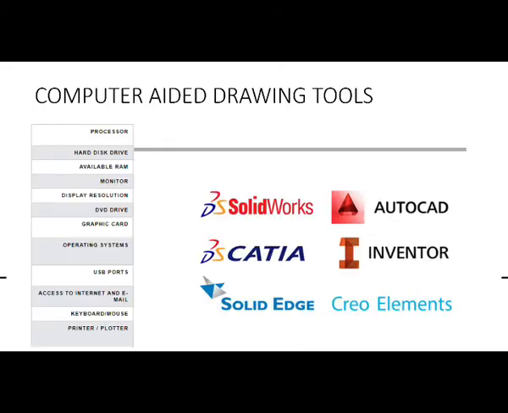Okay, so now we come to understand the computer aided drawing tools. There are so many tools in CAD software, like SolidWorks, CATIA, SolidEdge, Creo Elements, Inventor, AutoCAD, NX, Creo. So many CAD software packages are there. Later we will learn about SolidWorks.